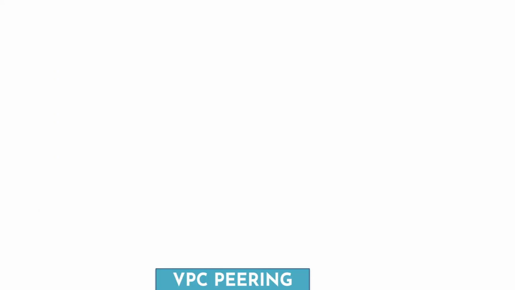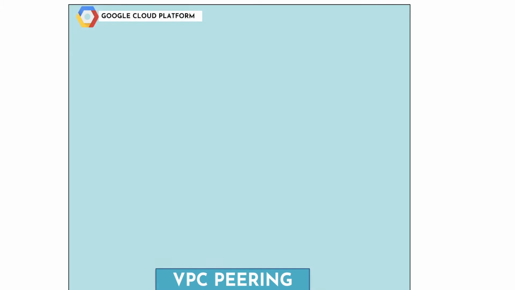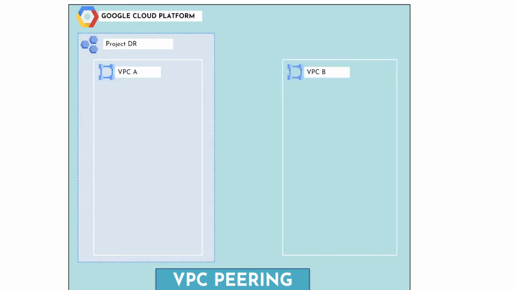Now let's see how peering works. Consider an organization which needs VPC network peering to be established between network A in project DR and network B in project prod. For VPC network peering to be successfully established, administrators of network A and network B must separately configure the peering association from DR to prod as well as from prod to DR.